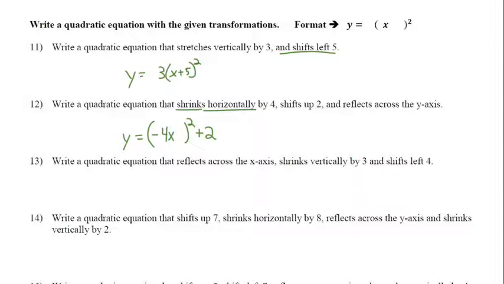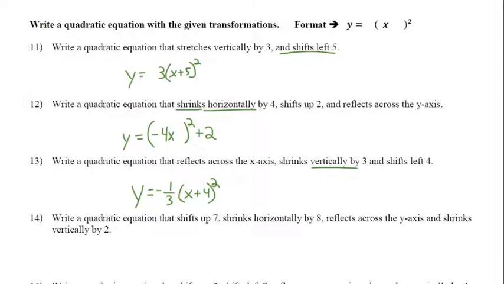Number 13, write a quadratic equation that reflects across the x-axis. To reflect across the x, that's an outside thing, so we'll put a negative on the outside. It shrinks vertically by 3. So to shrink vertically, remember you think shrink is actually dividing, but it's, oh no, it's the outside. I'm sorry. Vertically is outside. So to shrink by 3, we need to divide by 3. So that's a 1/3. All right, and shifts left 4. So left is an inside thing, but it's backwards. So it's plus 4.